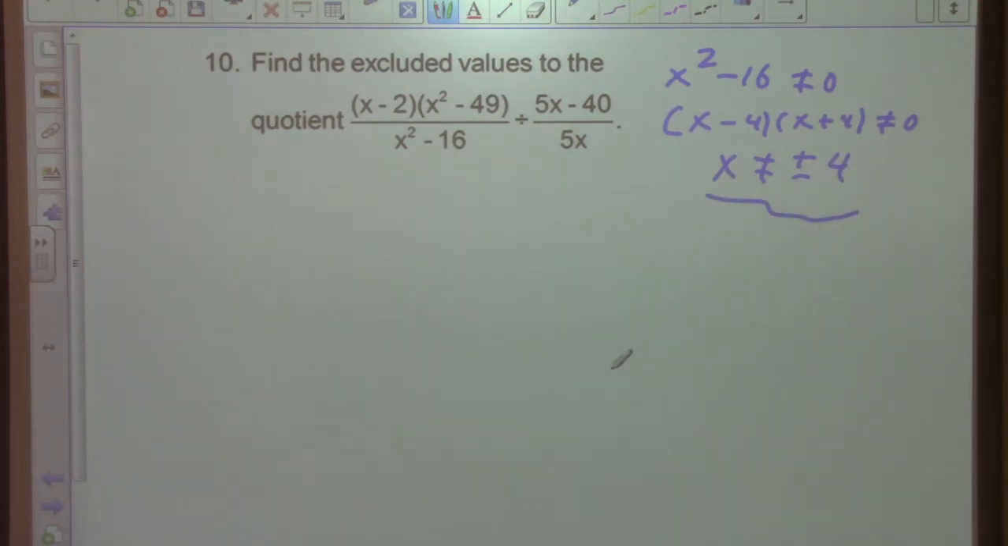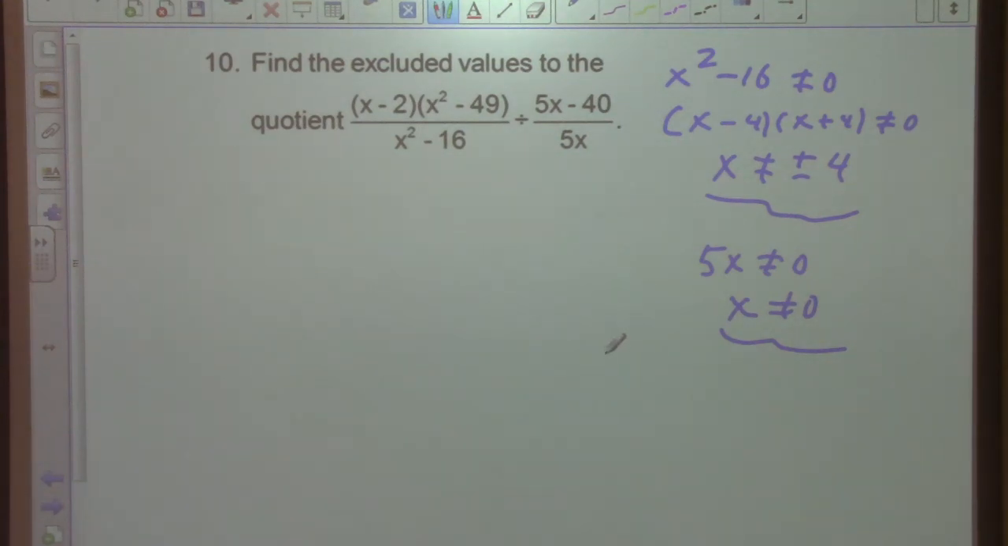And what else do we have to worry about? It can't equal 0 either. Yeah, this 5x, right? So let's rewrite that. So 5x cannot equal 0, therefore x cannot equal 0. Okay, anything else?